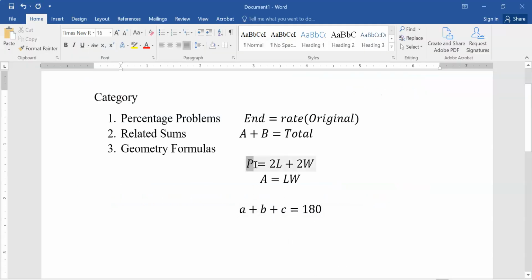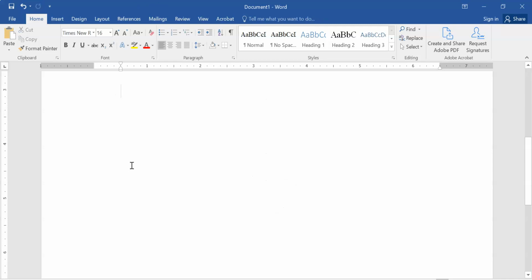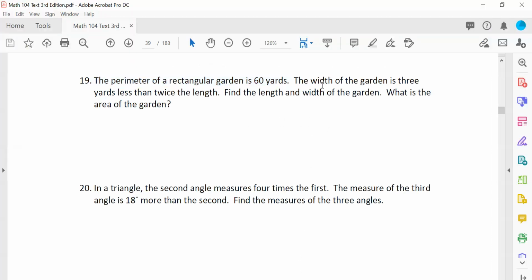So I'm going to go to the perimeter formula for a rectangle. If the perimeter is 60 yards, then I can input a 60 in for that P. Now, the next sentence in the problem relates the length to the width. It says the width of the garden is 3 yards less than twice the length. So the width is, and then it tells you that in terms of length. So here's what we do.